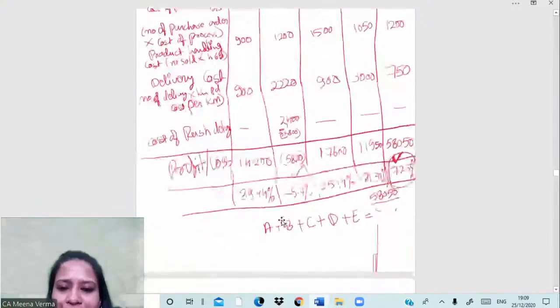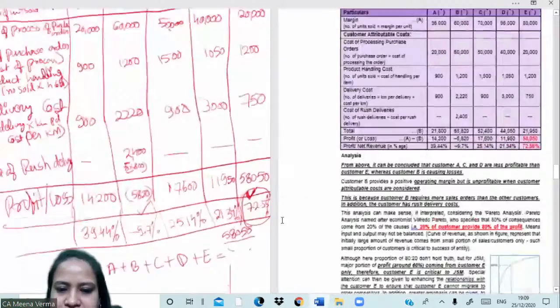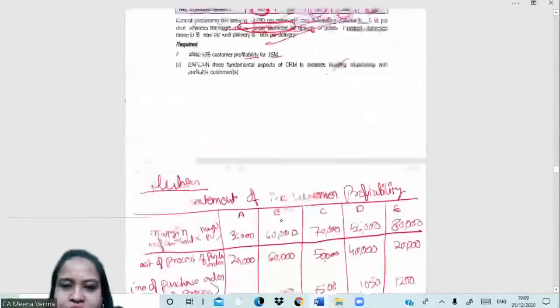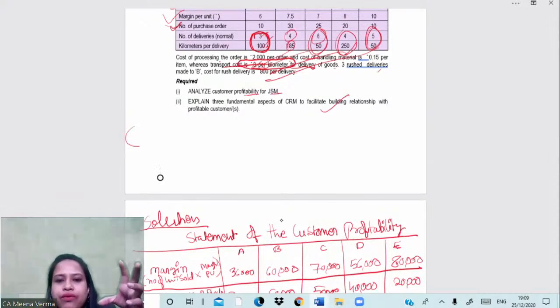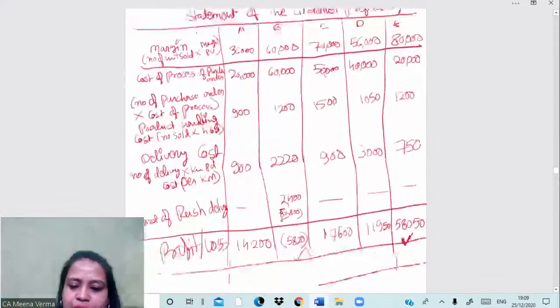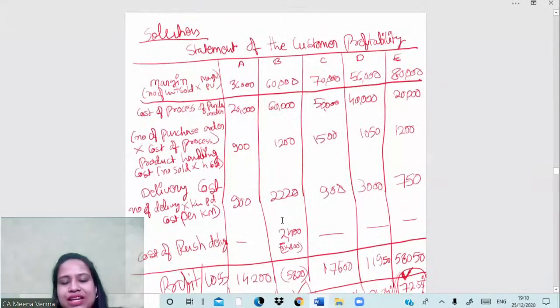Now, can you apply the Pareto analysis? I hope you have done the Pareto analysis. What is the Pareto analysis? I hope you have studied that 80% of your revenue comes from 20% of the customers. This is the Pareto analysis. 80% of the profitability comes from 20% of the customers. So 80-20 rule.